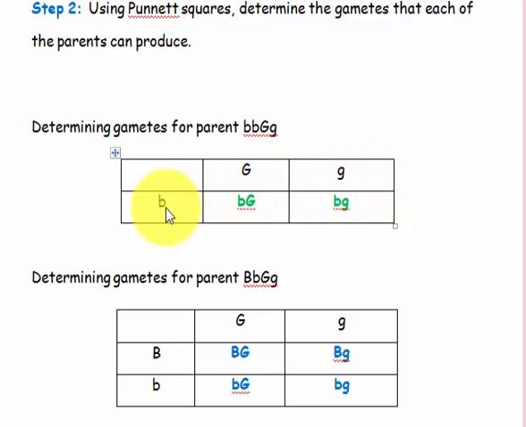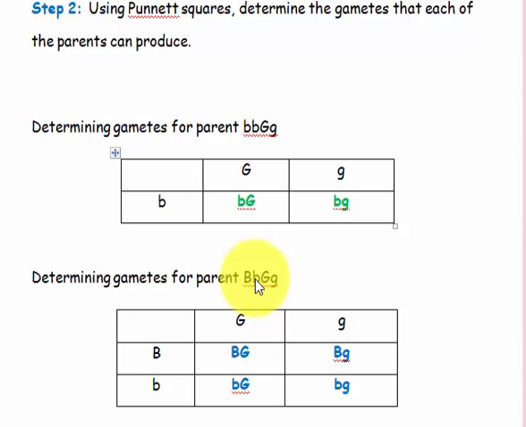Now when we combine this allele and this allele, we have this gamete. And when we combine this allele and this allele, we have this gamete. So the different types of gametes that will be produced are a lowercase b, uppercase G, and a lowercase b, lowercase g. Now we need to determine the gametes for this parent.